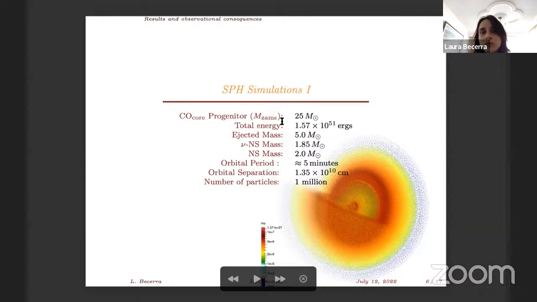This simulation was made with a carbon-oxygen core progenitor of 25 solar masses. The progenitor, at the moment of the collapse, will eject around 5 solar masses and leave a new neutron star of 1.85 solar masses. We put this progenitor with a neutron star companion of 2 solar masses, and the initial orbital period of the system is around 5 minutes. This is a small orbital period, and it's the minimum orbital period that the system can have so that there's no Roche lobe overflow before the collapse of the carbon-oxygen core.